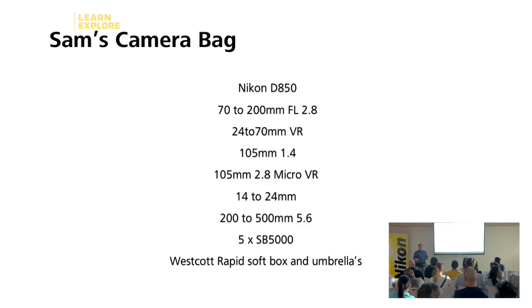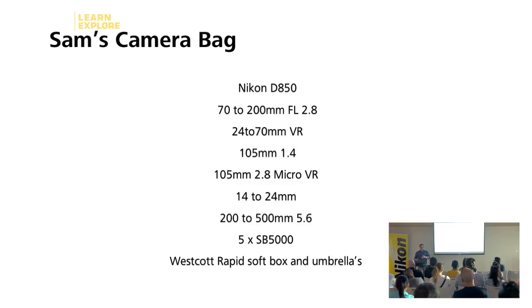That list of equipment is not there just because I like buying equipment. That list of equipment is there because every piece of that equipment does different things. The 105 1.4 is completely a different animal to the 105 2.8. They're completely different. They act different, they photograph different, so you get a different look. Okay, one's a macro, one is not.